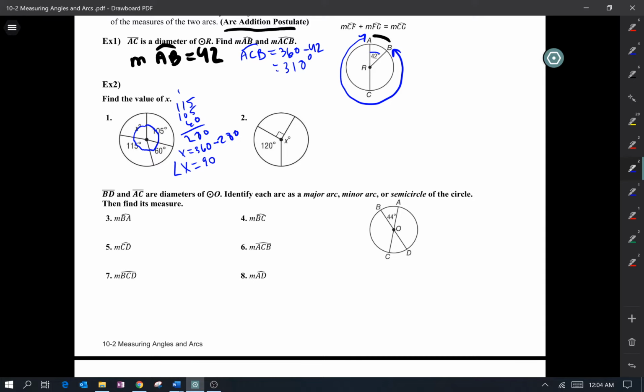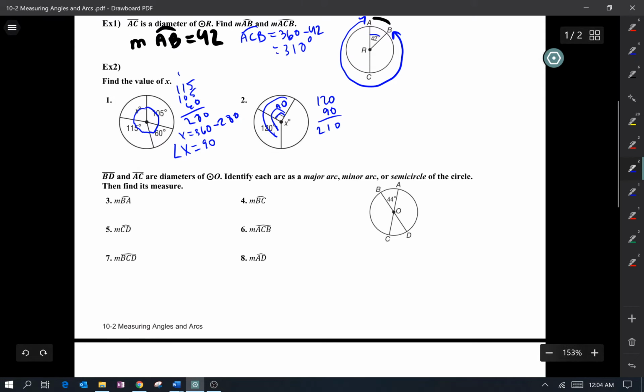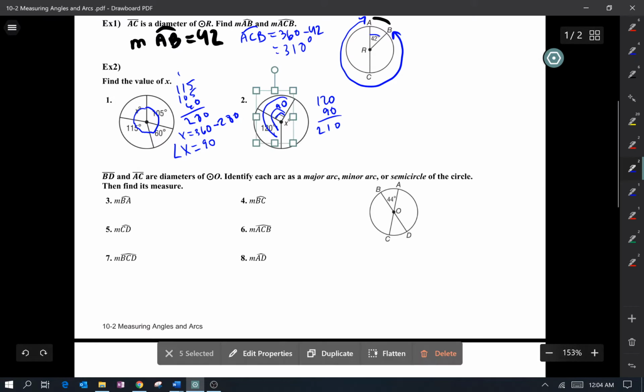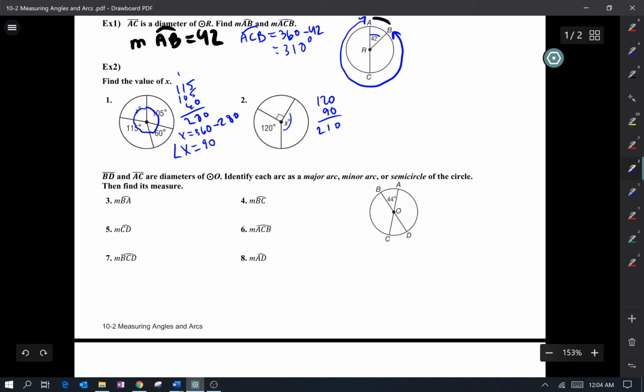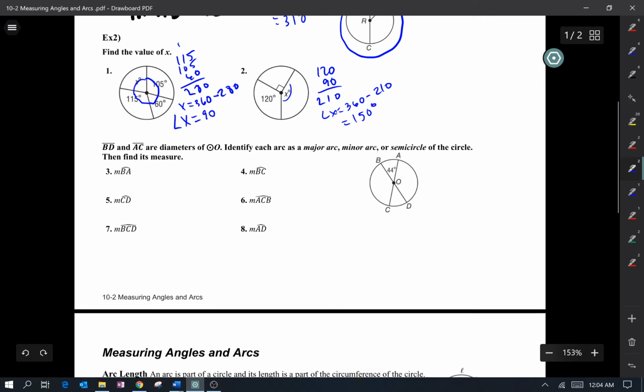All right, example 2. This is a 90-degree angle. So these two angles together add up to what? 120 plus 90 is 210. So those two add up to 210. Then this angle x must equal 360 minus 210, which is 150 degrees.